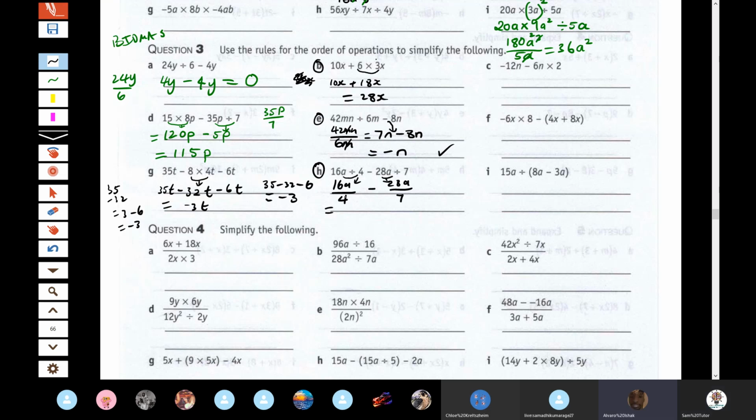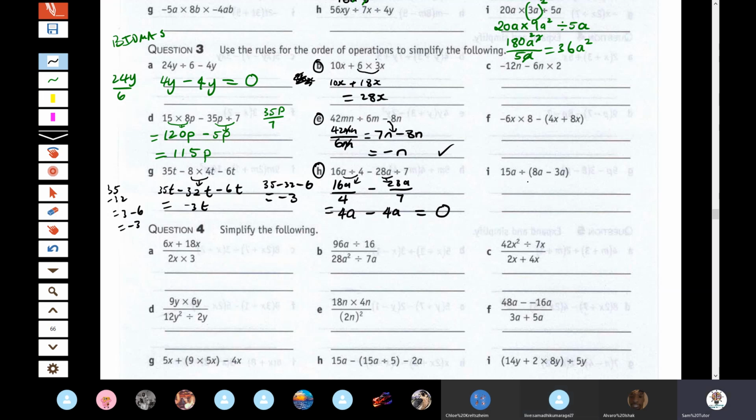16a divided by 4 is 4a. Good job. And then minus 28a divided by 7 is 4a again. Good job. And so it's 0. Well done, that's fantastic. So, yep, exactly as you said. We're going to group the first two, write them as divisions or fractions, next two fractions, and then subtract right at the end.